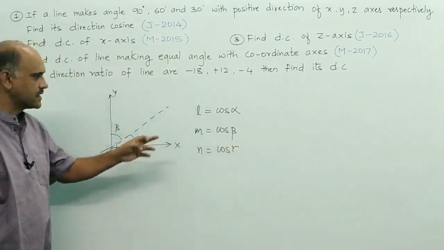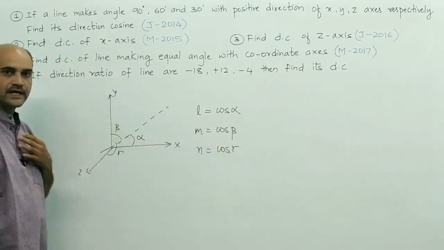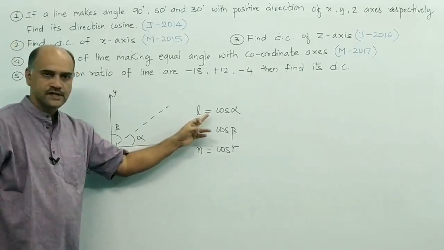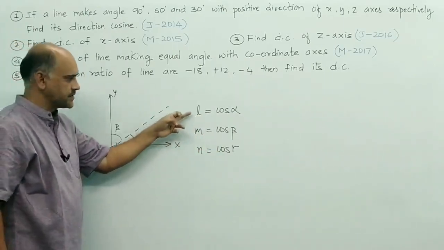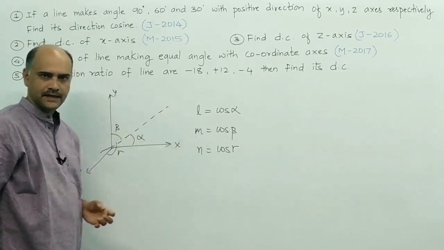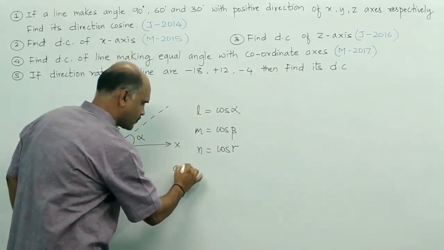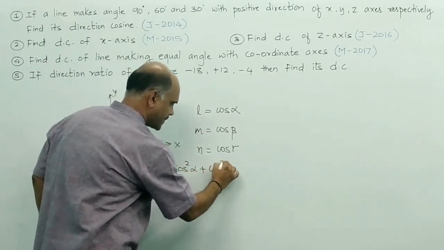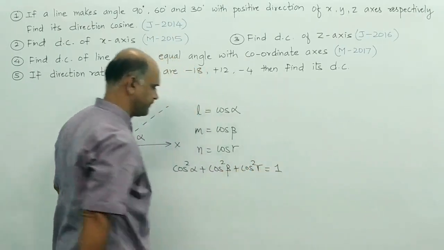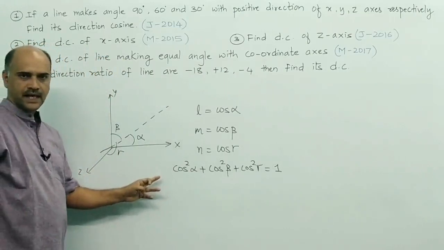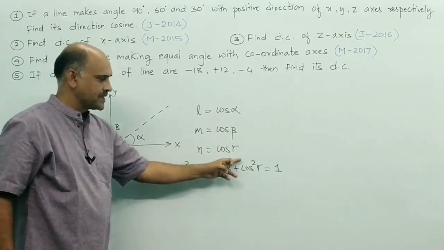So direction cosines are, if alpha, beta, gamma are the angles made with x, y and z axis, then cos alpha, cos beta, cos gamma are called direction cosines. It is denoted by L, M and N. So we have a relation connecting these 3, that is cos square alpha plus cos square beta plus cos square gamma is equal to 1.